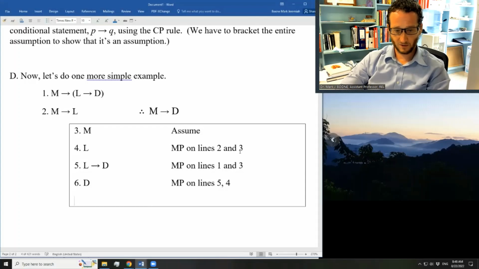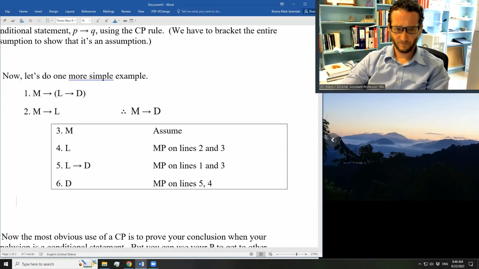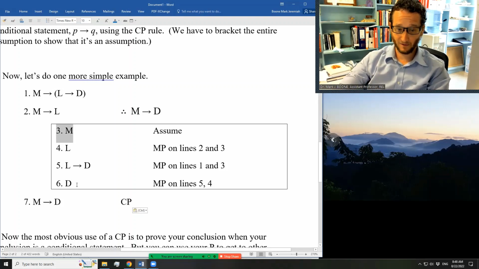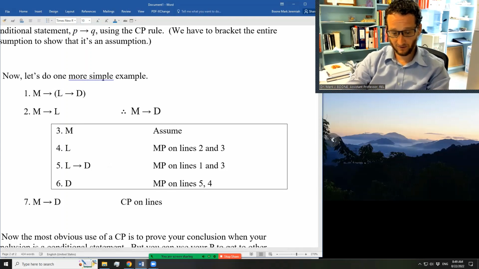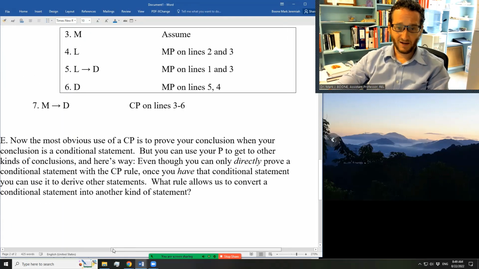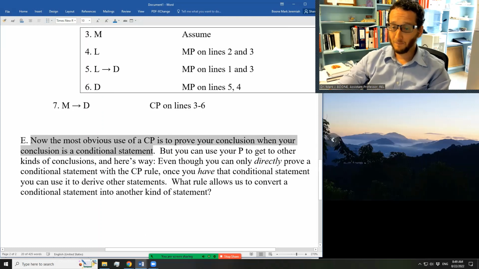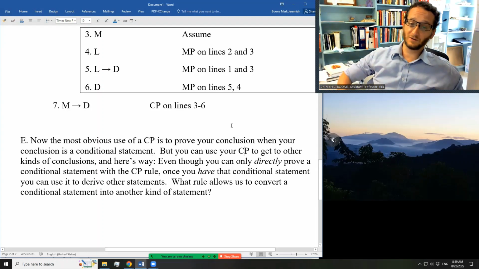We just need to say we're done. We need to state that since the assumption of M led inevitably to D, if M then D by conditional proof on lines 3 through 6. And that's it. That's the conditional proof. Now, the most obvious use of a conditional proof is to prove your conclusion when your conclusion is itself a conditional statement. But you can use your conditional proof to get to other kinds of conclusions.